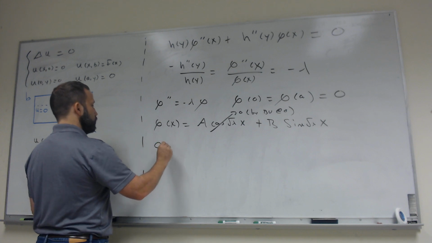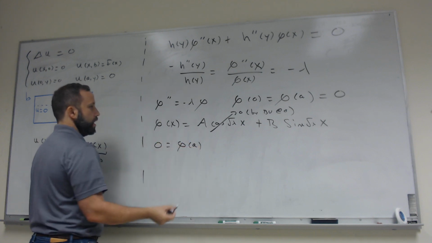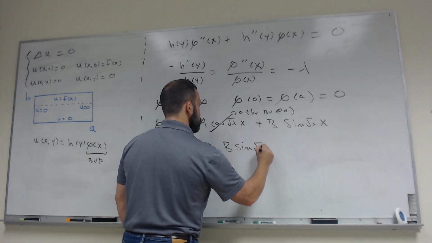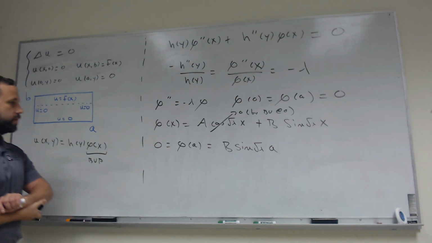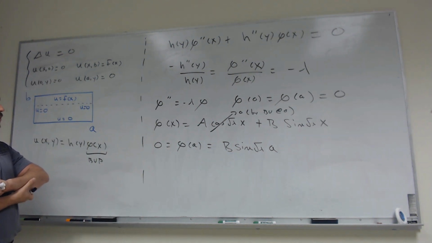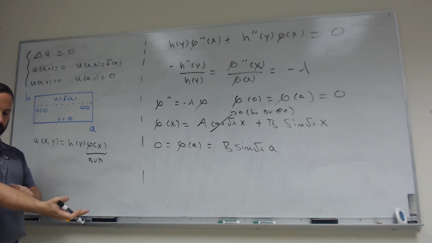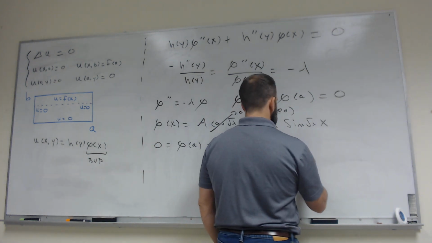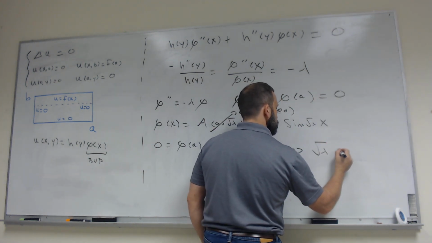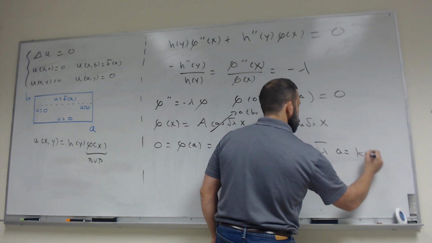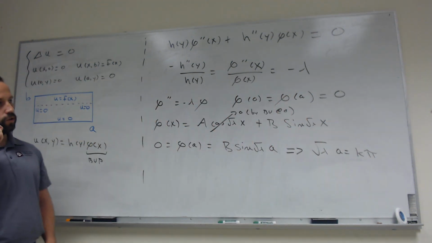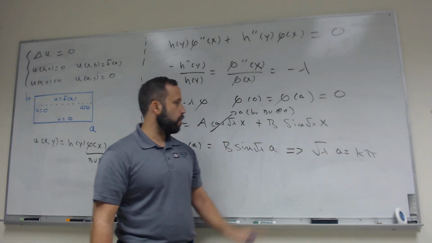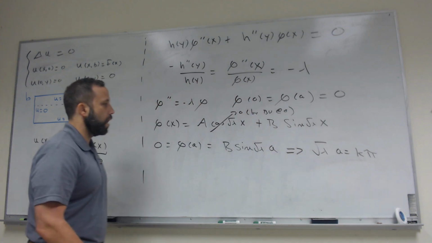We're going to have 0 is equal to phi of a, and this is equal to b sine of square root of lambda a. Well, b is not equal to 0, because if b was equal to 0, then phi would be identically equal to 0, and we don't care about the trivial solution. So for this to be equal to 0, we need the square root of lambda times a to be equal to some integer multiple of pi. The only way that you can get sine of something to be equal to 0 is if that something is an integer multiple of pi.